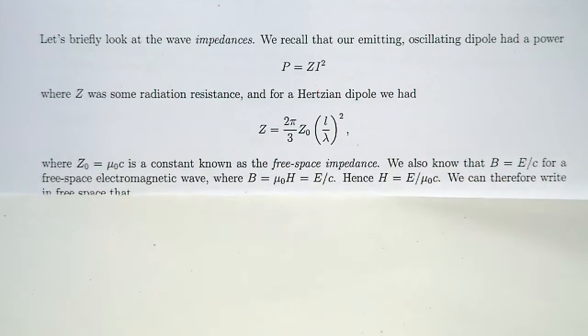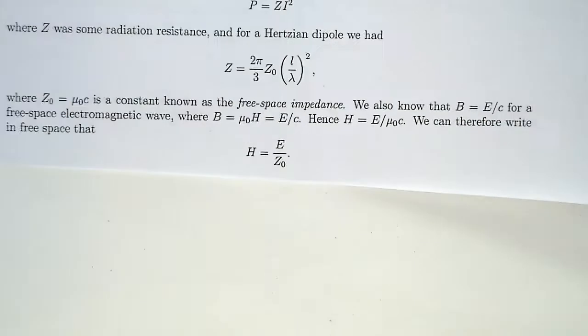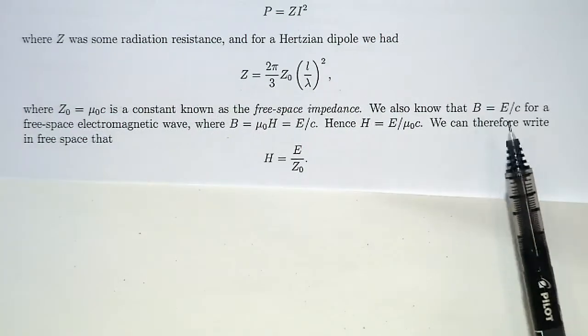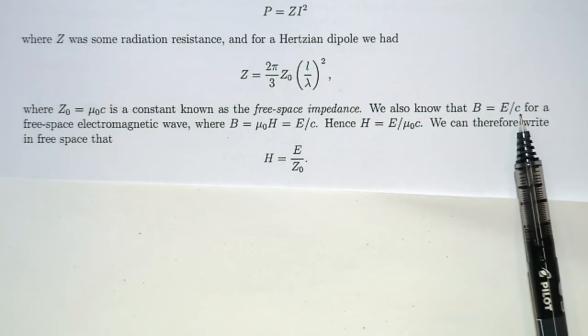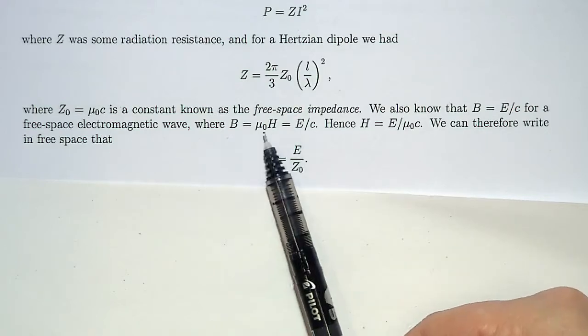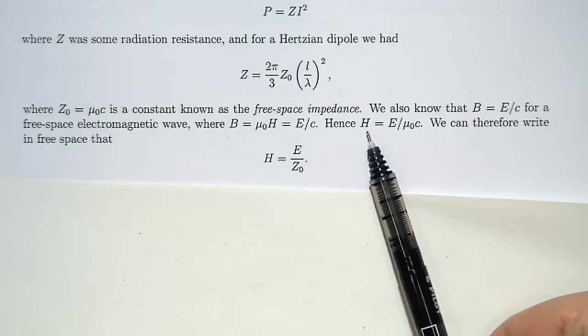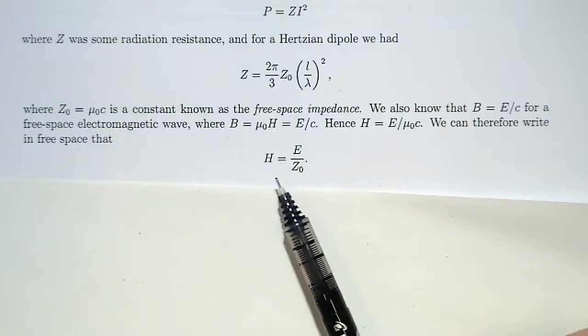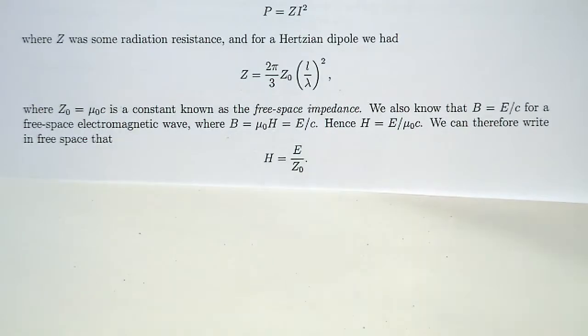Now we can also write something else which we didn't do before. We know that in free space we can relate the magnetic field to the electric field. The magnetic field is C times smaller than the electric field in free space. And we know that B equals mu naught H, so mu naught H equals E over C. Therefore, if we express the magnetic field in that electromagnetic wave in terms of H, it is equal to E over mu naught C. Well, mu naught C is just Z0. So the ratio of E to H in a free space electromagnetic wave is the free space impedance. We just swapped around some definitions of H, E, and B. Okay, so what? Well, let's relate that to what's going on in a dielectric medium.